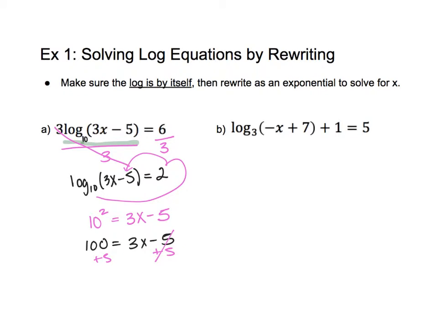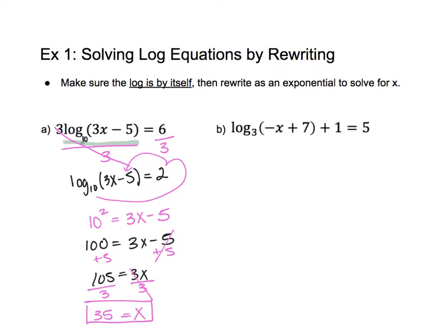So the 5 cancels, and now I have 3x equals, well, 100 plus 5 is 105. Okay, now to get rid of this 3 on this x, I'm going to divide by 3. 3's cancel, so x is equal to 105 divided by 3. That is 35, if you plug that in a calculator. So x is equal to 35.